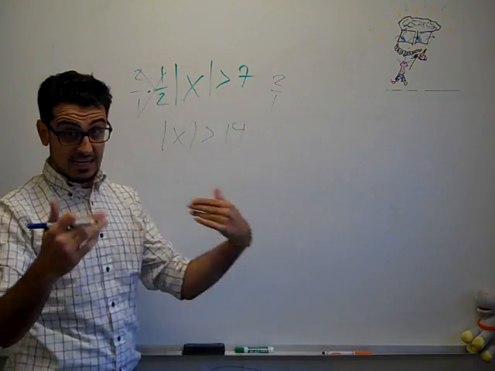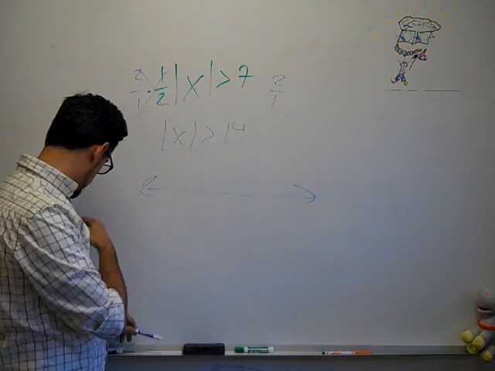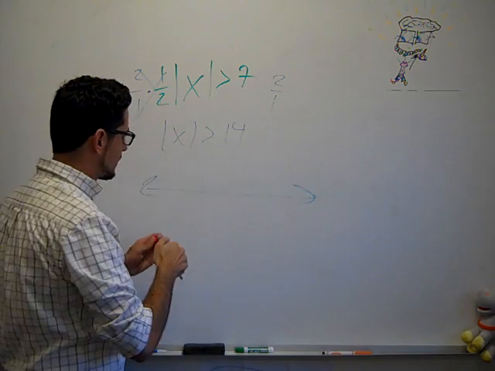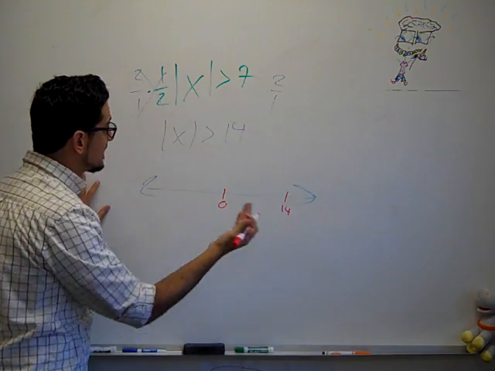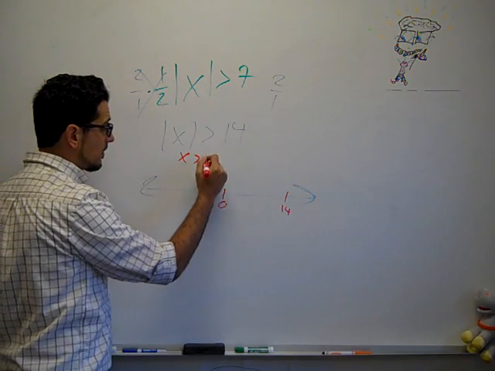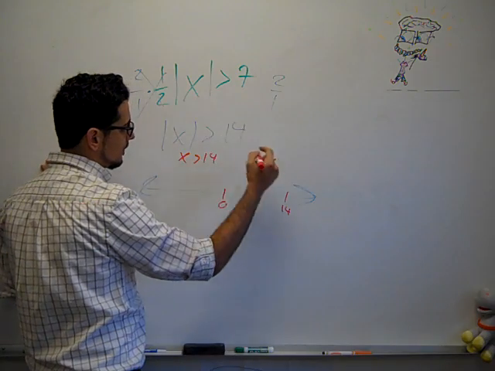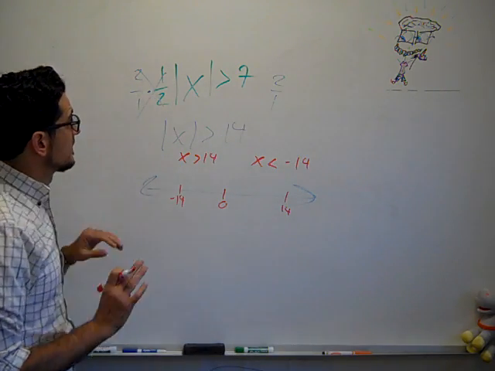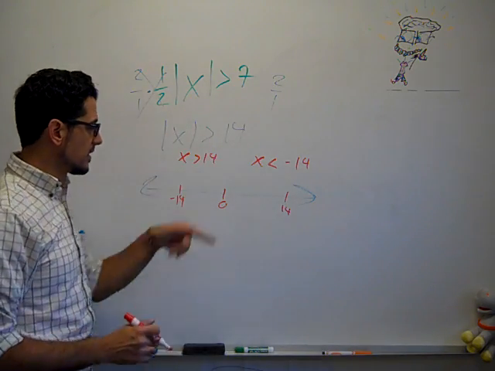So then I go to graph this out. I'm going to switch to a darker pen, since that is a very light pen. So here we go. I have 0 and a 14 over here. The values of x are x is greater than 14 or x is less than, flip that sign and flip the value, negative 14. Let's see what this is like when the absolute value is greater than this number over here.